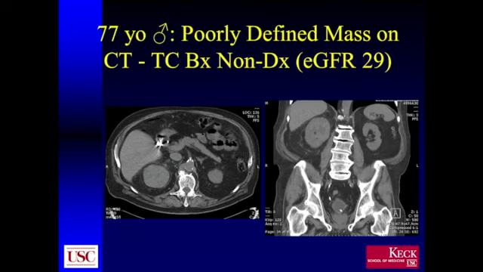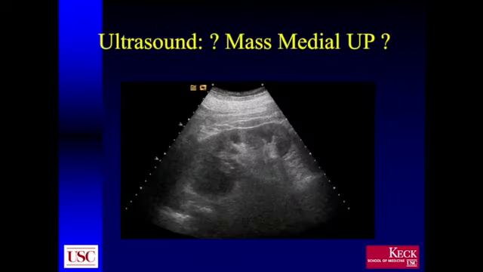A use that I mentioned a moment ago for contrast ultrasound, both in the kidney and in the liver and elsewhere, is guidance for biopsy. This was a 77-year-old man. You can see that there's this very poorly defined mass-like area in the upper pole of the kidney on this non-contrast CT scan. Likewise, on the grayscale image, there is a mass-like area in the upper pole, but again, it's hard to know exactly where the borders are.